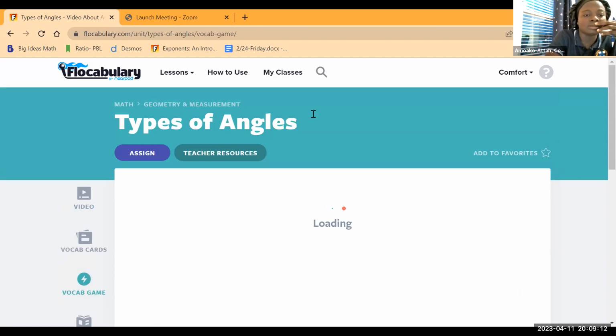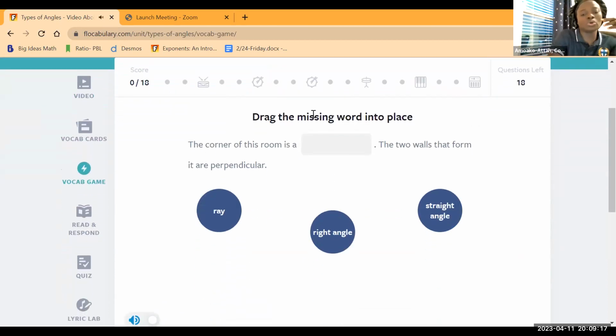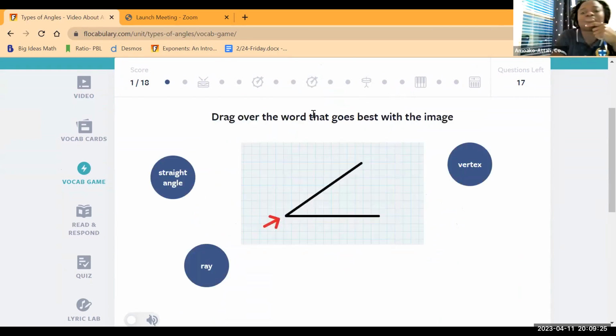We are going to play a game. So you read a question for me and you answer the question. The corner of this room is a right angle. Good job. How do you call this? I just said it. The vectors.